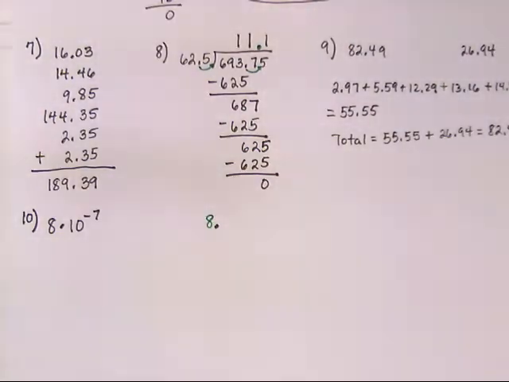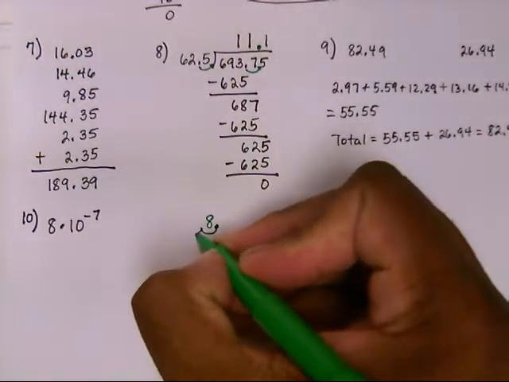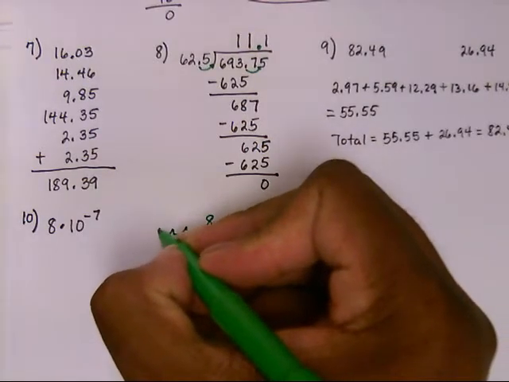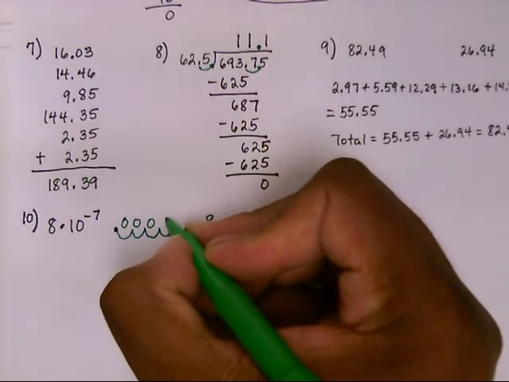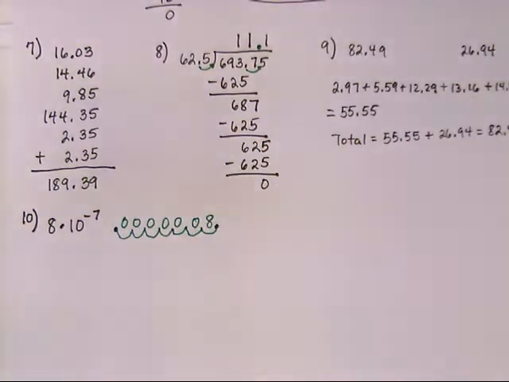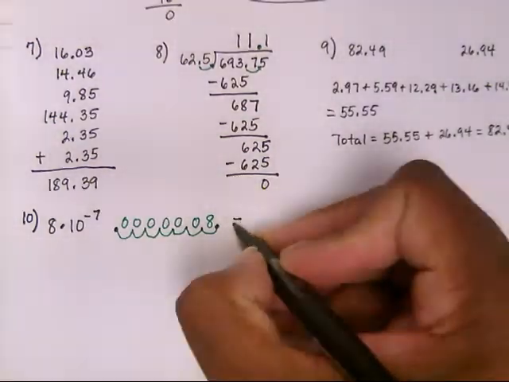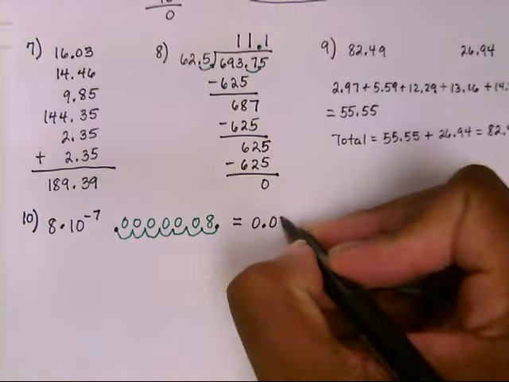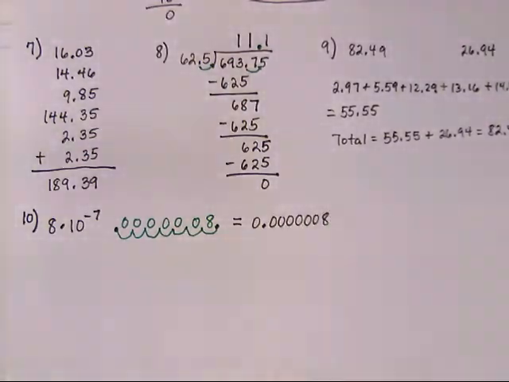And in the 8, the decimal point is understood to be behind the last digit. So we move this decimal point 1, 2, 3, 4, 5, 6, 7. And in this case, we need to add zeros in this particular situation. So that means 6 zeros need to be added in front of the 8. So that means 8 times 10 to the negative 7 would be 0. followed by 6 zeros, followed by the 8.